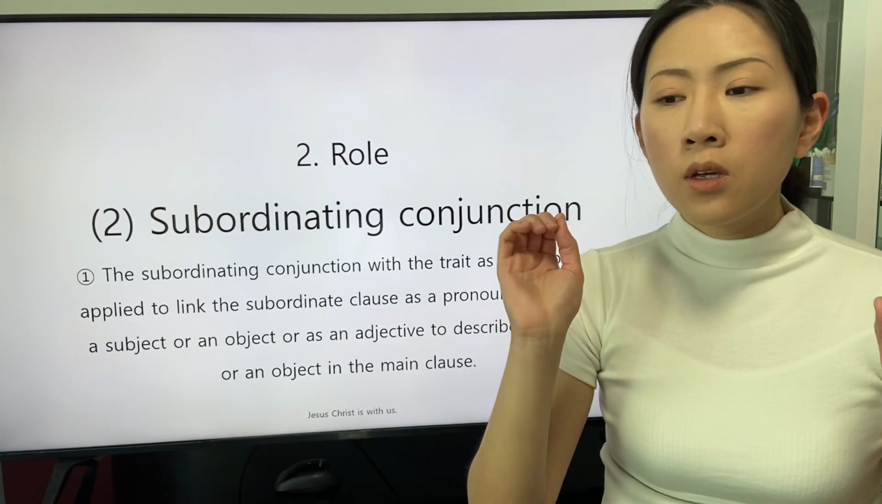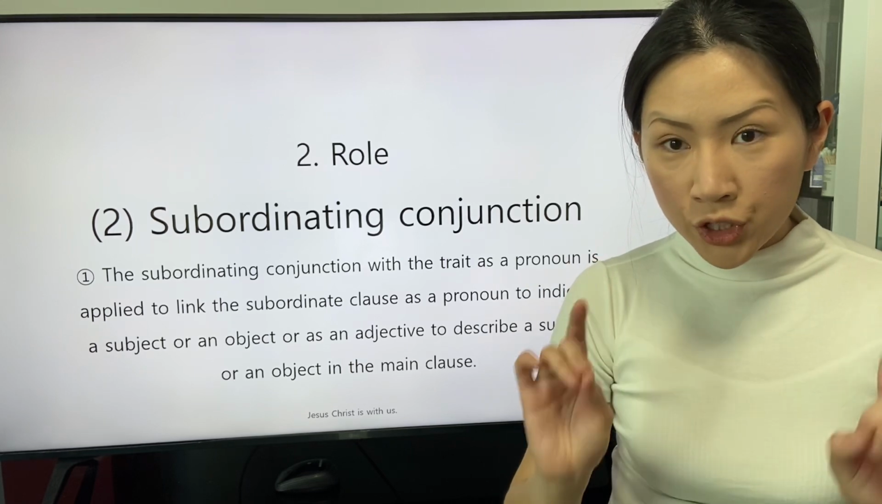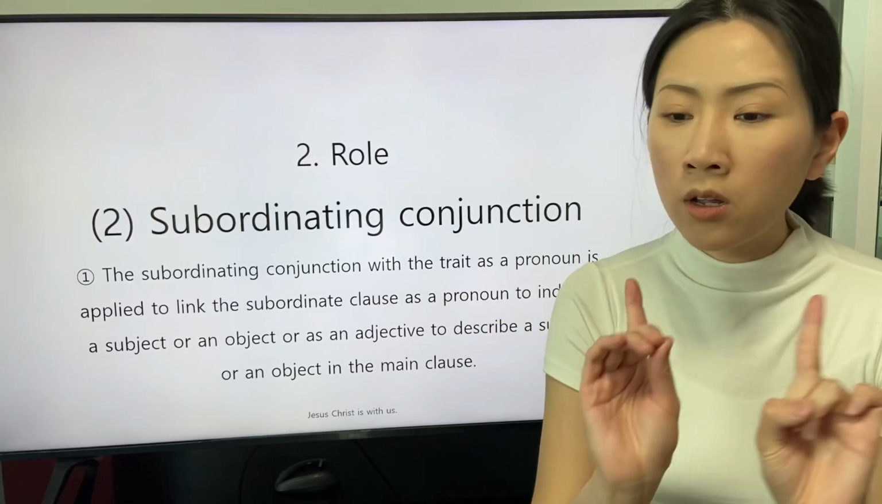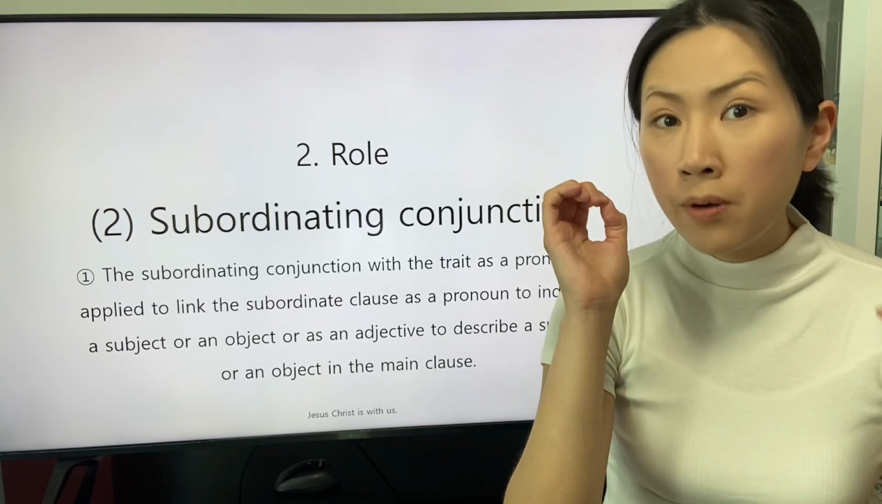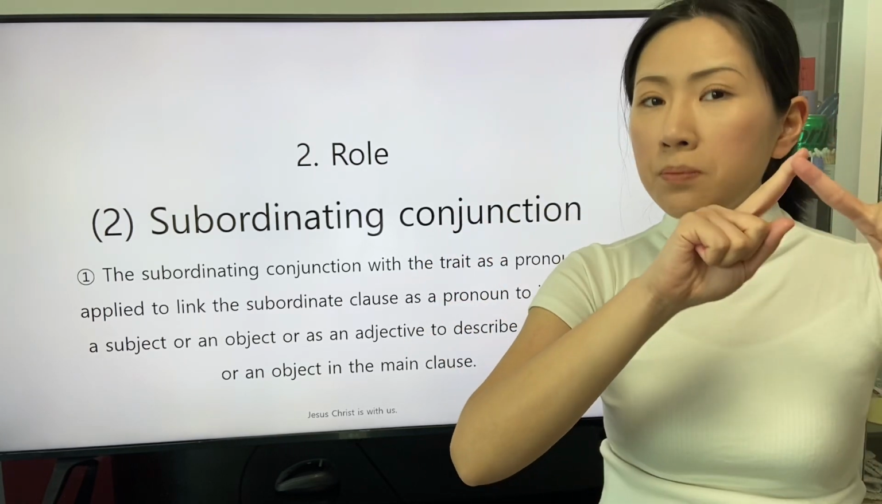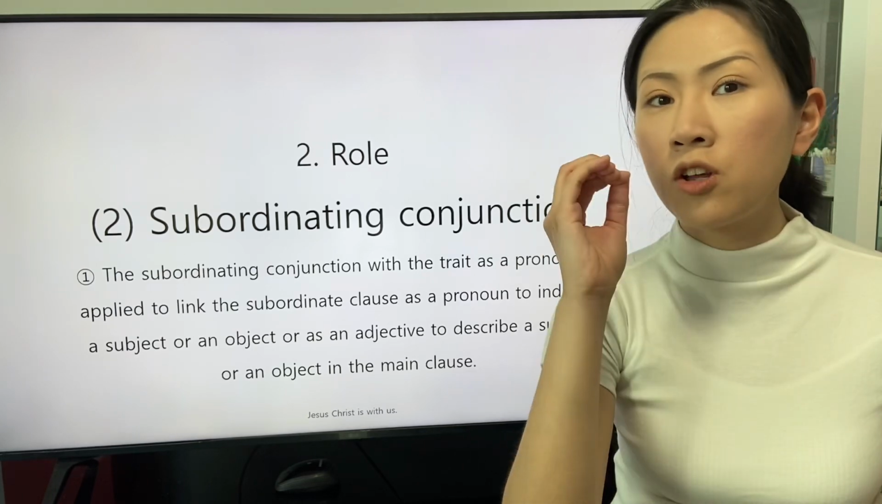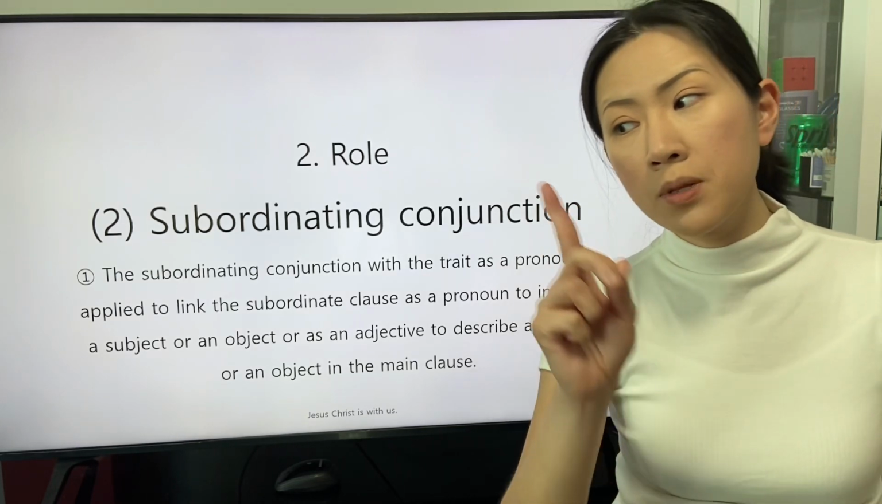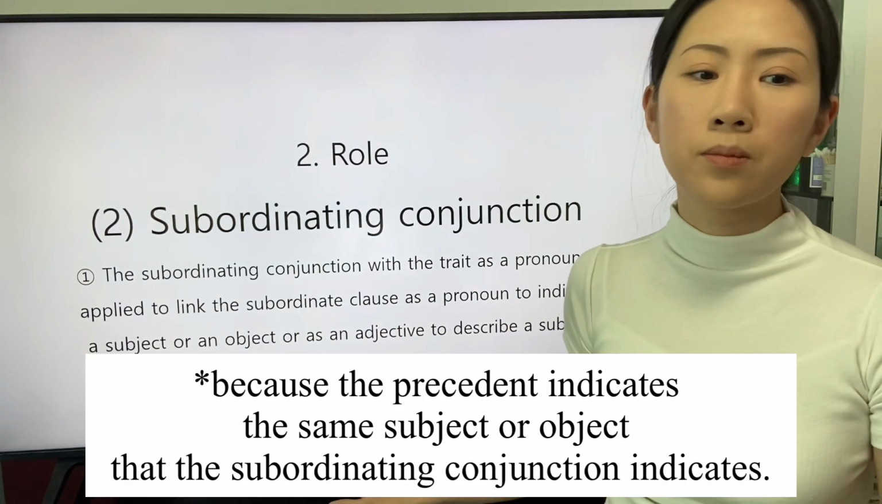So we can understand that the subordinating conjunction to indicate a subject or object with the trait as a pronoun is applied in the subordinate clause that has the trait as an adjective to describe the precedent in the main clause.